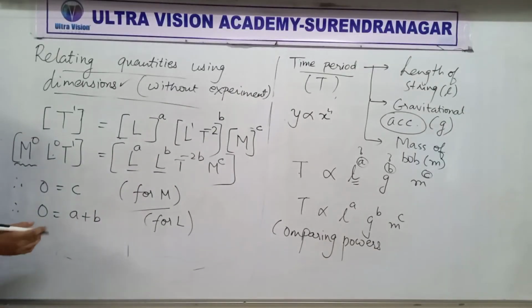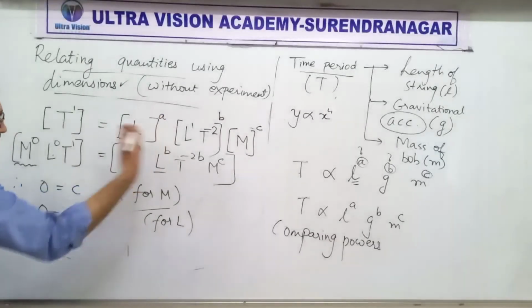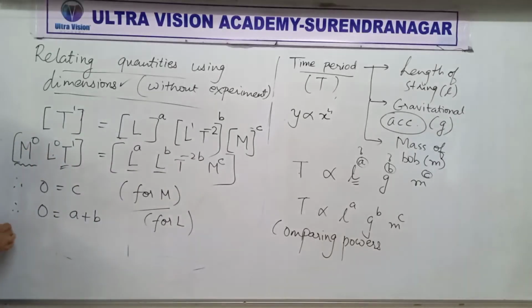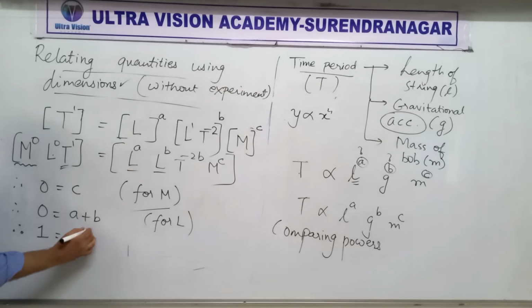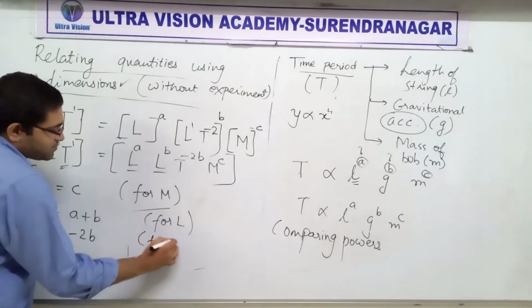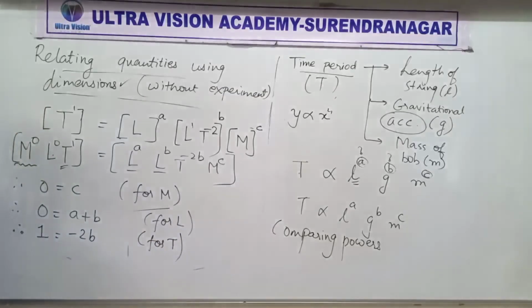So 0 is equal to a plus b because these two are multiplied. Okay, next for the third one, t. Left side 1 is equal to right side. What do we have on the right side? Minus 2b. Understood? This is for t.